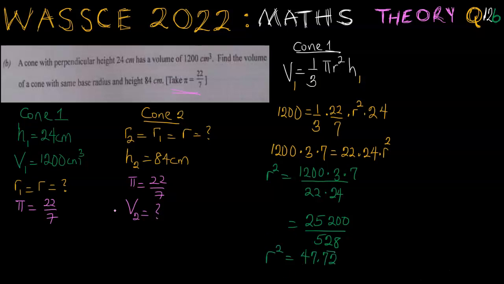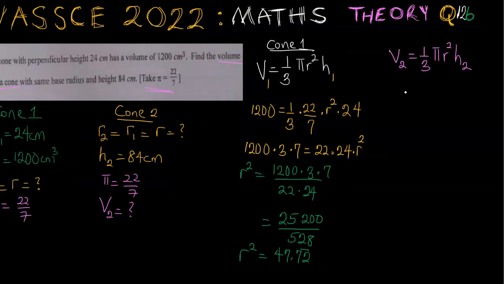I'm going to keep this here for a second and obtain the volume of the second cone. Of course, that's what we are asked to find, the volume of the second cone. That's V2. Of course, V2 is also 1/3 pi r squared h2. Substituting these values, we would have 1/3 pi is 22/7 times, now the radius of the second cone is the same as the radius of the first, which is r. So r squared, we already found that to be 47.72. So this is 47.72 times the height of the second cone, which is 84 centimeters. So I'm going to have 84 here.